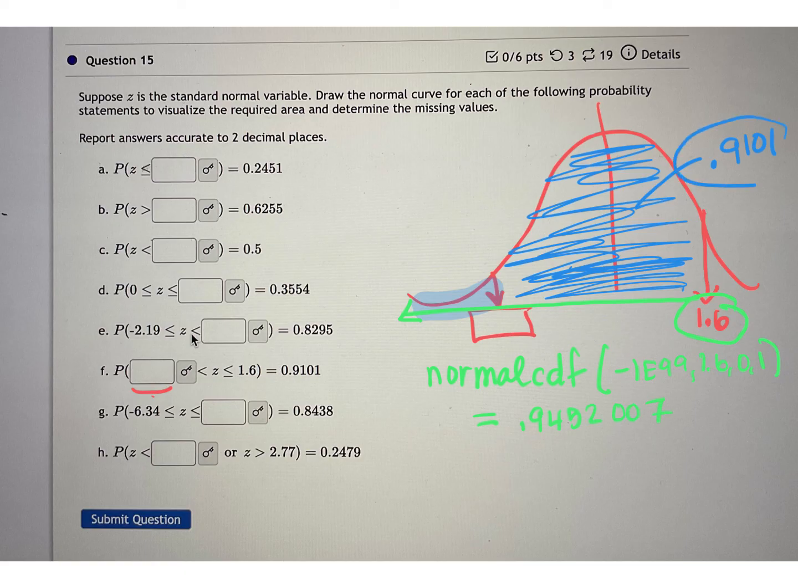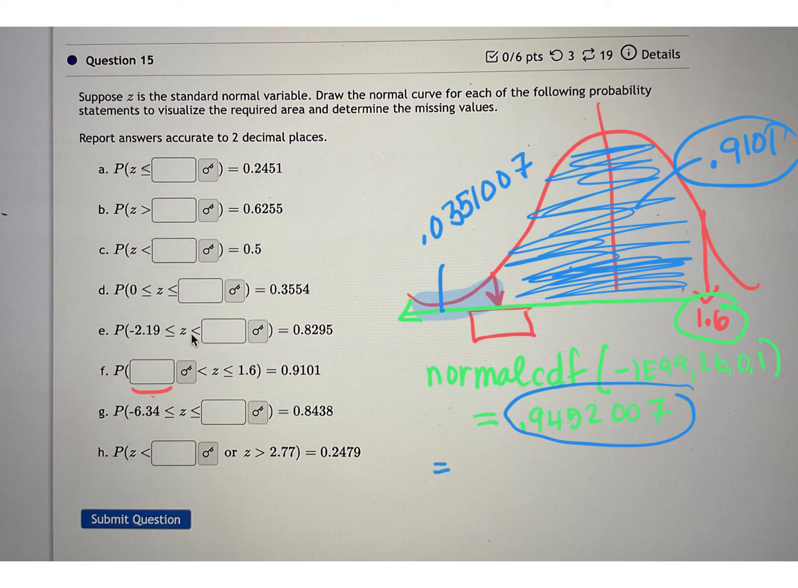I'm going to take this answer minus this answer. I'm going to subtract the two and look at the difference. So that difference is a little more than 3.5% of the area down in that curve.